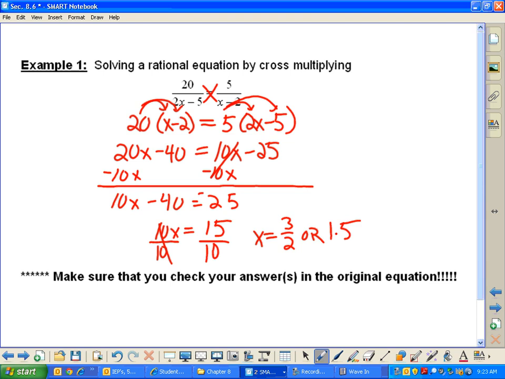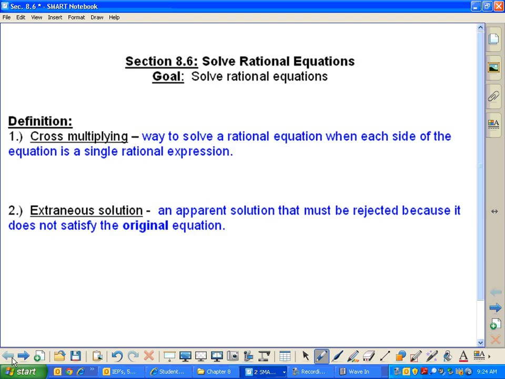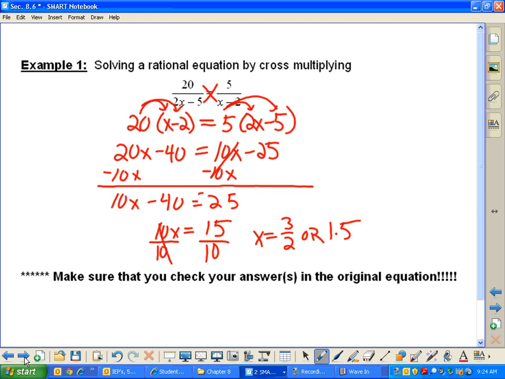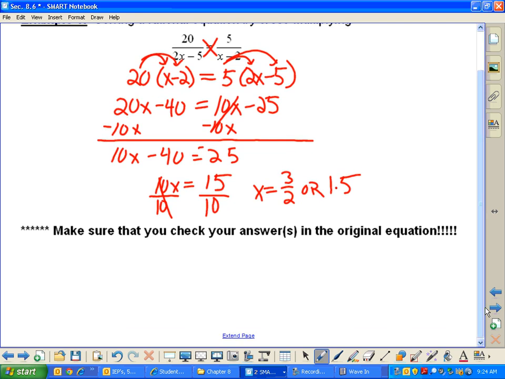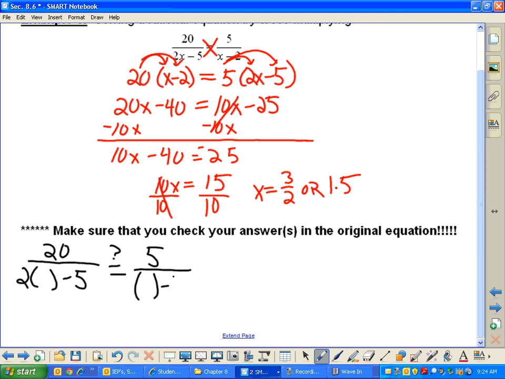But for right now, I just want to practice checking for an extraneous solution. Remember the rules. You have to check it in the original equation. So not in the first step, but in the actual original written rational expression. You have to take your answer for x and substitute it back in. So what we're going to go ahead and do right now is copy down our original equation, and I'm going to leave a blank where I see my x. So my original equation was 20 over 2 times blank minus 5. And I want to see if that is equal to 5 over blank minus 2.